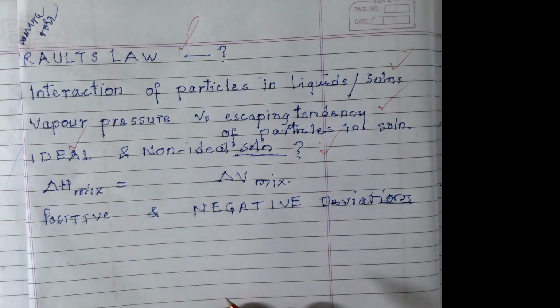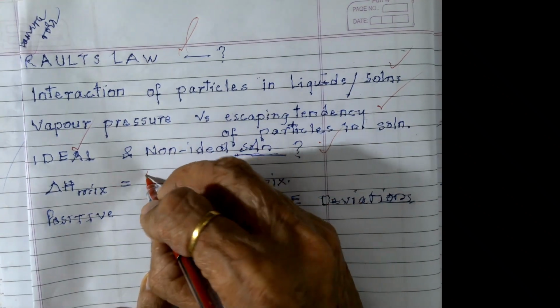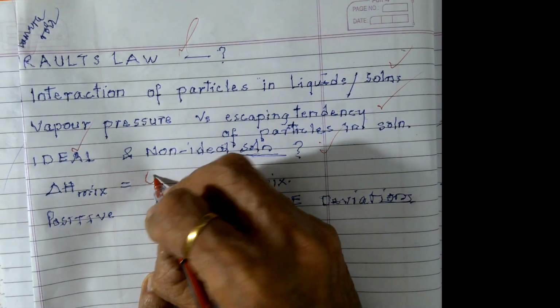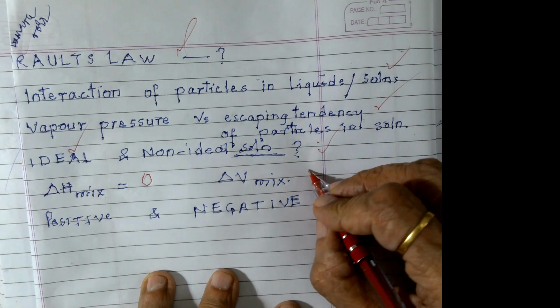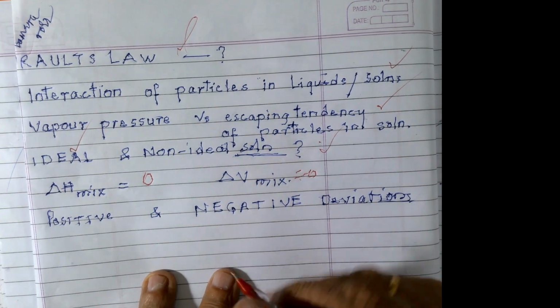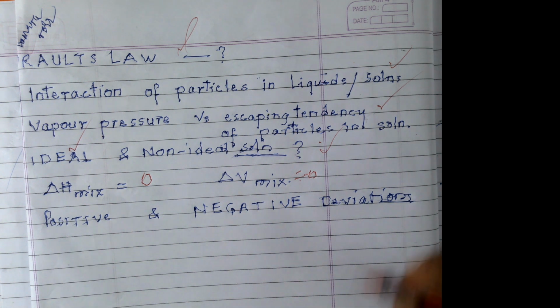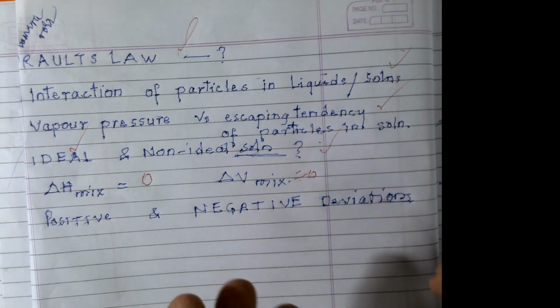Now, in an ideal solution, delta H mixing is equal to 0, and delta V mixing is also equal to 0. All this we have learned about. It means there is no heat change, there is no enthalpy change when they are mixed together. Similarly, when they are mixed together, there is no change in volume.